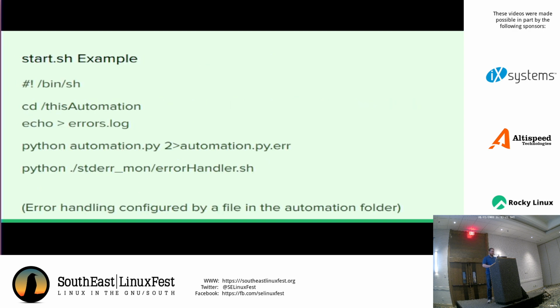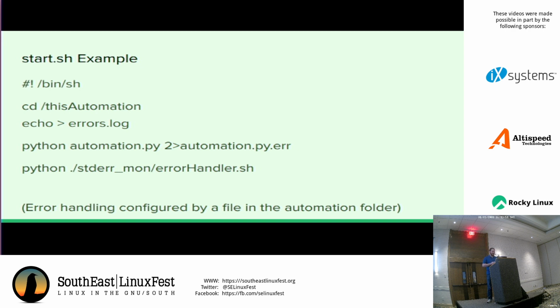So here's an example of what my start scripts will look like. It's kind of a bare bones view, but in this case, it CDs to /this automation inside the container. This is all running inside the container. And so the CD there is just to be certain we're in the folder inside the container for automation, so relative paths will work. We might not actually have to have that. And then we echo a blank to the errors.log file. That's just to clear it out to be ready for formatted messages, in my case.